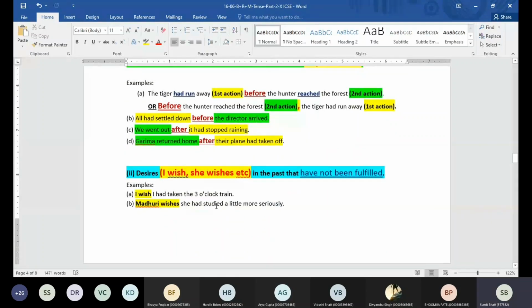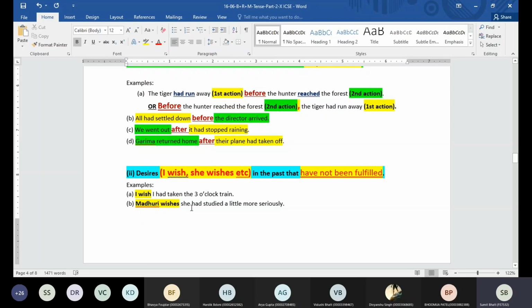Okay, next thing, if you have some desires, past desires we are referring to which were not fulfilled, anything which remained as a desire only, in that case also we can use past perfect tense. So generally here we use a combination of simple present and past perfect.